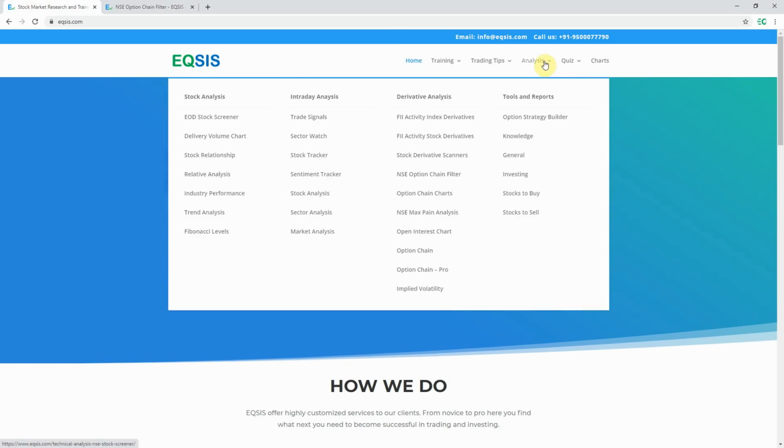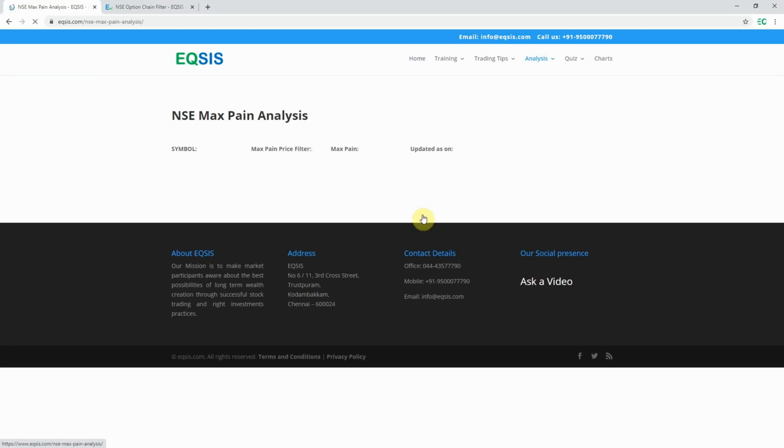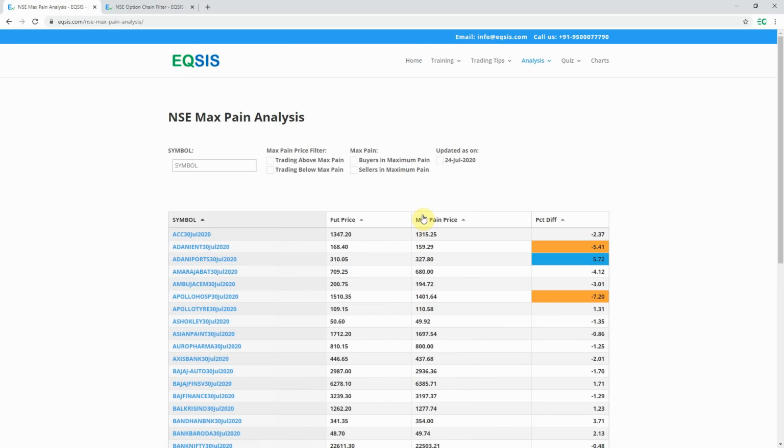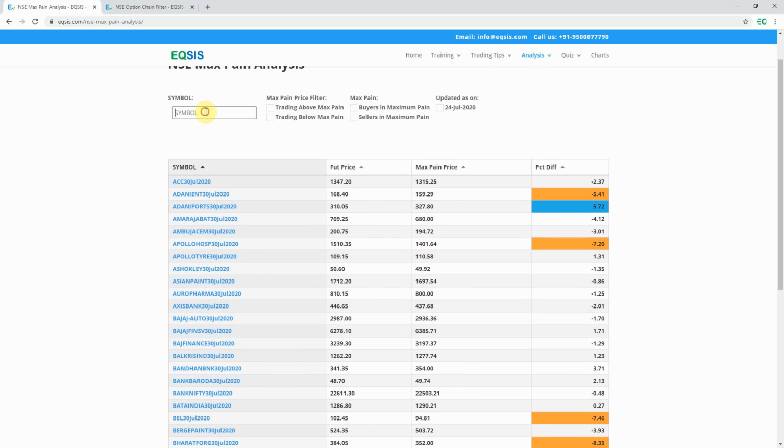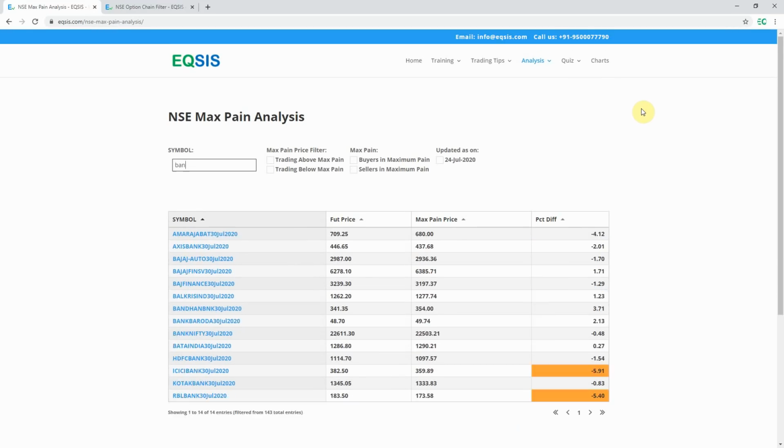So this is something which talks about the option chain analysis. But as far as this video is concerned, what you have to focus on is NSE max pain analysis. Get into this particular section. Now, what does it actually tell you? Sometime back, I was talking about it. Let me take an index called Bank Nifty.